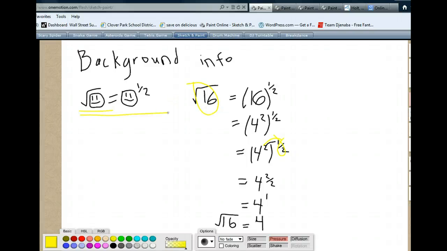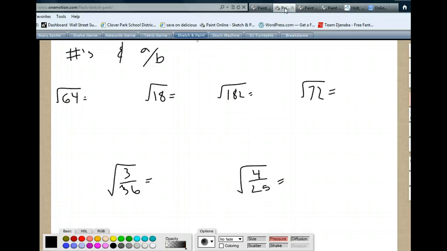Something to the 1/2 power. So let's actually apply this to some numbers. If you have something that is a square, then your life is a lot easier. We know this answer is going to be 8. The square root of 64 is 8.